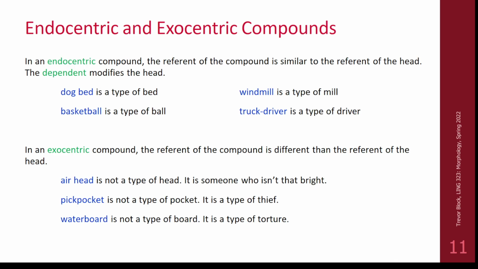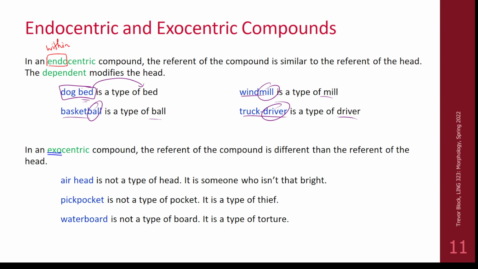Let's continue talking about our endo and exocentric split. So the ones that we were working with before were endocentric compounds. So endo means within or inside, and centric means center. So this means that the meaning of the word comes from within. So dog bed, the meaning of dog bed comes from within. So a dog bed is a type of bed. So it's coming from that head, that right head. Basketball is a type of ball. Windmill is a type of mill. Truck driver is a type of driver. The core meanings of the words are coming from the inside.